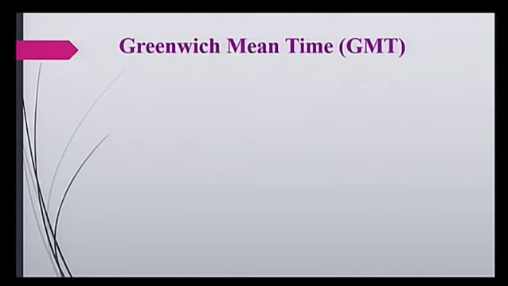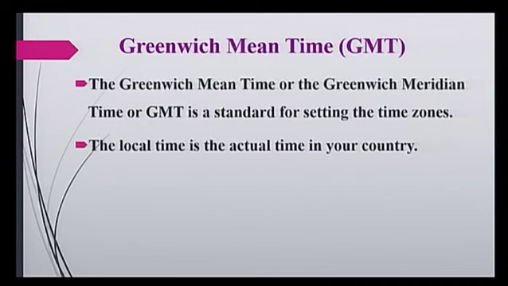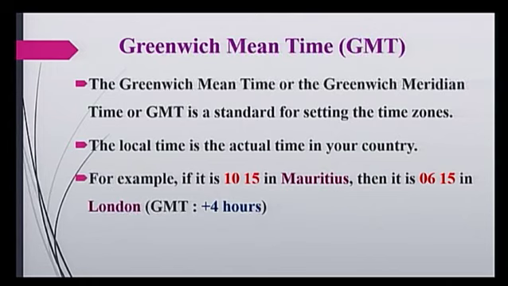We now move on to the GMT, that is the Greenwich Mean Time. This is also known as the Greenwich Meridian Time, or simply GMT. It is a standard for setting the time zones. The local time is in fact the actual time in your country. For example, if it is 10:15 in Mauritius, then it is 6:15 in London. That is, to find the time in Mauritius, I need to add 4 hours to GMT. GMT is in fact the time in London.